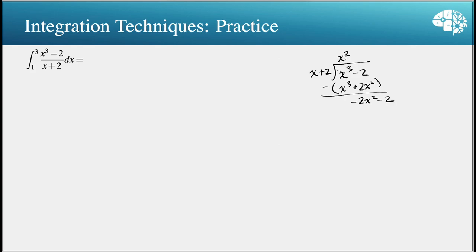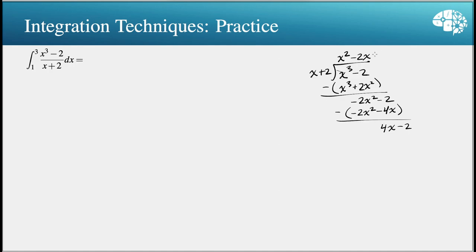So negative 2x squared divided by x is negative 2x. And then we multiply negative 2x by this divisor, so negative 2x times x plus 2 is negative 2x squared minus 4x. And then we subtract. Okay, the x squared term cancels. There's no x term up here, so we just have minus negative 4x, which is 4x. And then negative 2 minus nothing is negative 2. And we'll do it one more time.